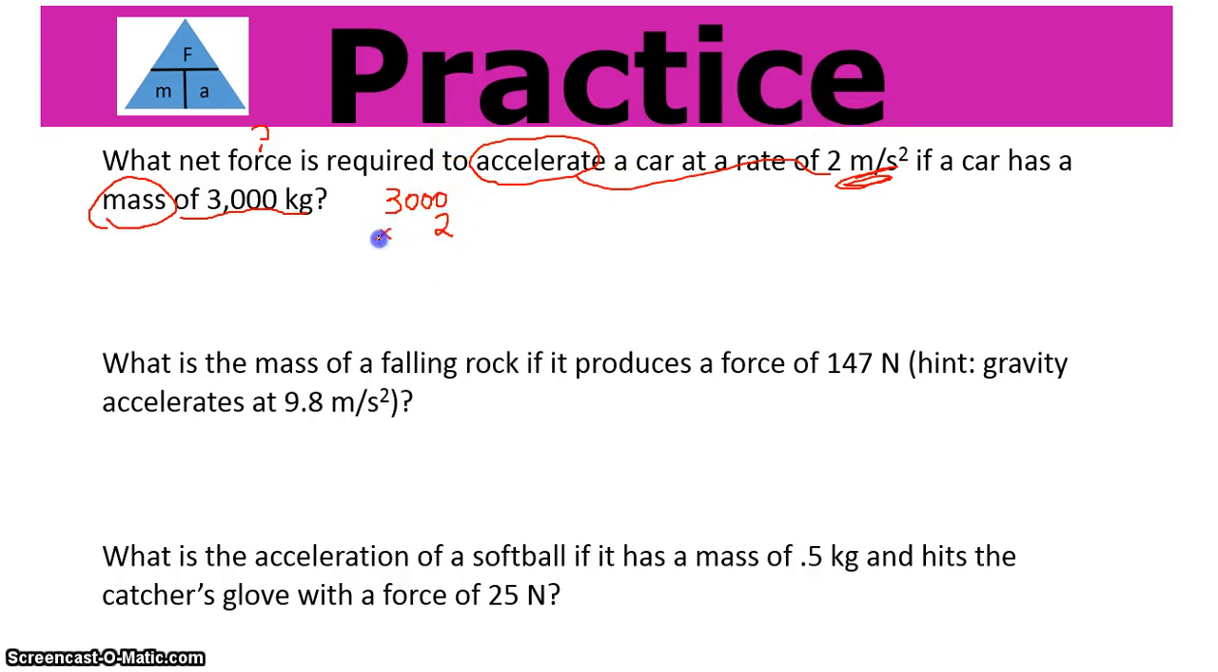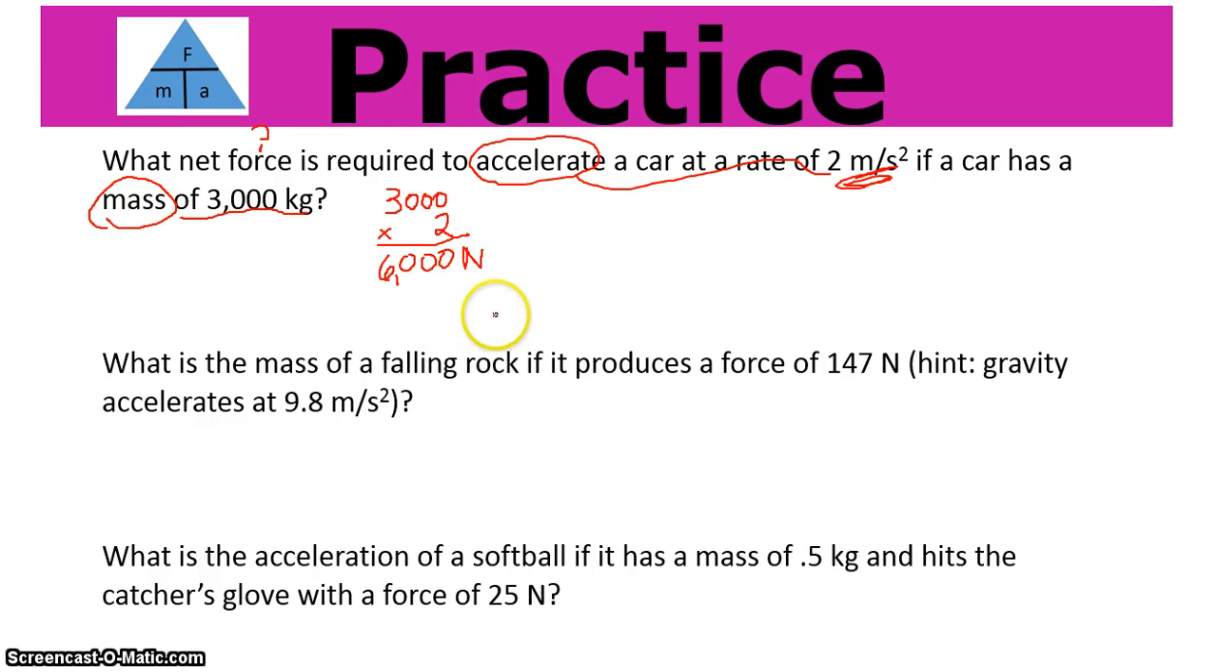Since they're side by side in the magic triangle, I simply multiply those. As I work out my math, I'm going to get 6,000, and the unit for force is newtons. So I'm going to have newtons here.